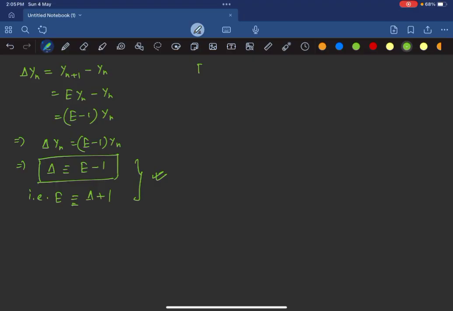Now see, whenever we apply E inverse to f(x), we know that E power n of f(x) means f of x plus nh. So E inverse of f(x) is f of x minus h. This formula you also need to remember.